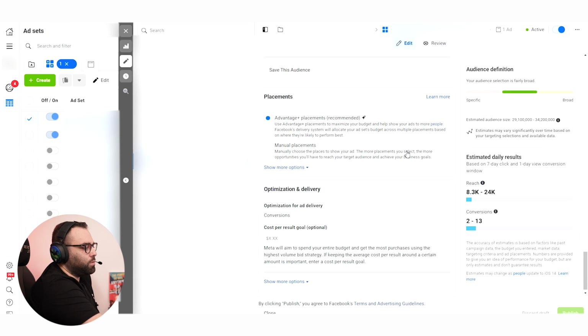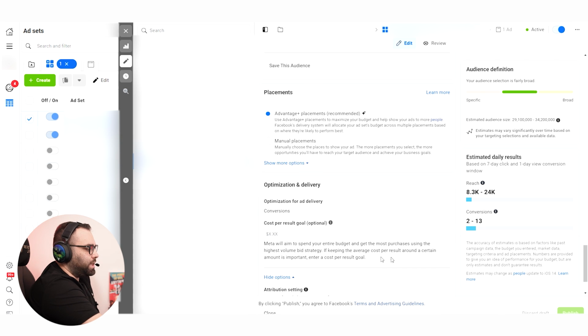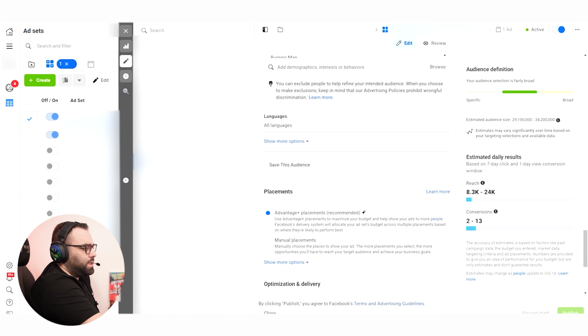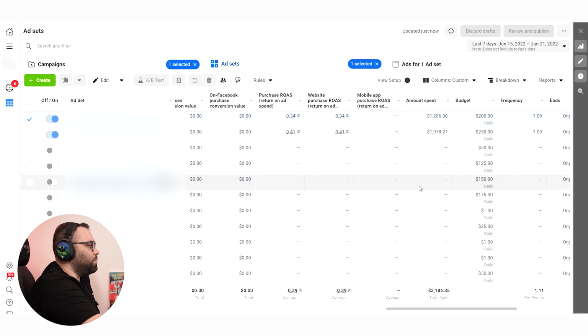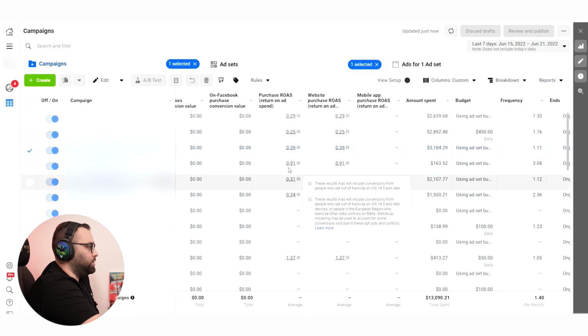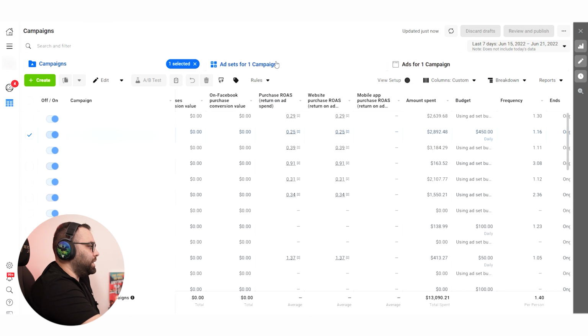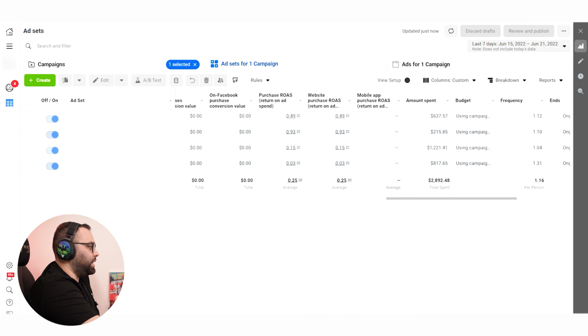Then I see, of course, automatic placements, which you know I disagree with. I don't consider this necessarily one of the reasons that the account is not doing well. The other things that I mentioned earlier are more important in terms of why the ads are actually doing badly. And let's see another top of funnel ad set here just to get an idea of what is happening.